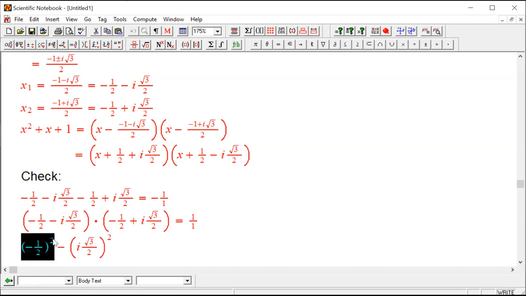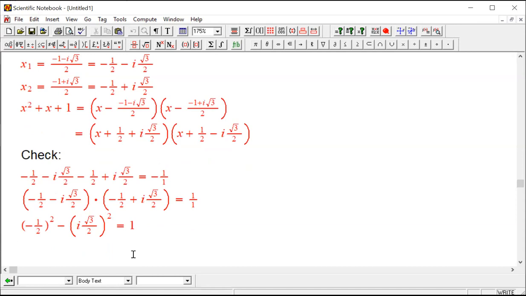Okay, and this is a quarter, and this is going to be minus, and i squared is -1, so that equals 1. So you basically get a quarter plus 3/4. Okay, i squared is -1, and then you multiply. Oh, this is subtracting, so this is going to be 3/4. So that equals 1. Okay, so it does work.